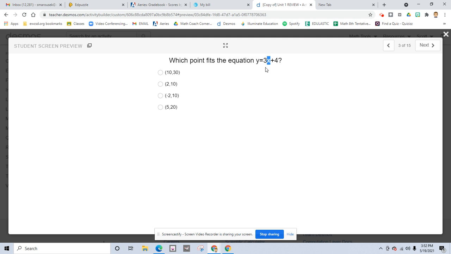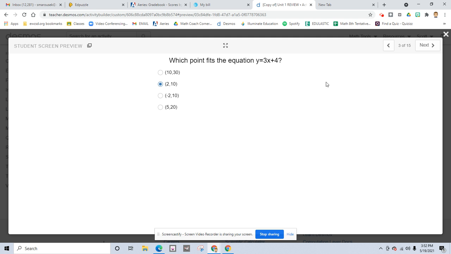So if I put 10 right there, 10 times 3 is 30, plus 4 is 34. So all of this would equal 34 because I put the 10 where the x is. Is this 34? No, so it does not fit. Let's try the next one. Where does the 2 go? Right here, right? So 3 times 2 is 6. 6 plus 4 is 10. Is that what we're looking for? Yep. So that's our answer, 2 comma 10. That fits the equation perfectly.